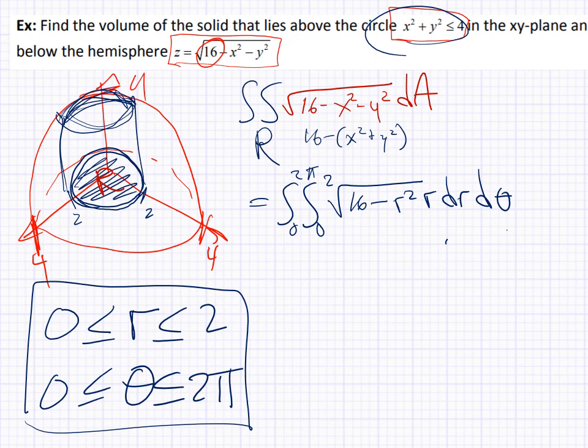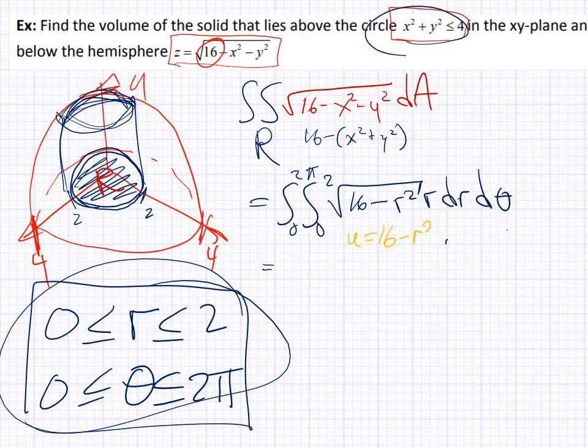Again, it doesn't really matter which variable we integrate with respect to first. Everything here is in terms of r, so let's just get rid of the r's, and then the theta will be real easy. So let's do r first. We can do it any way because everything's constant here, but let's do it this way. We're going to use a quick substitution. If u equals 16 minus r squared, du would be minus 2r dr. We have the r dr here, but we don't have the minus 2.